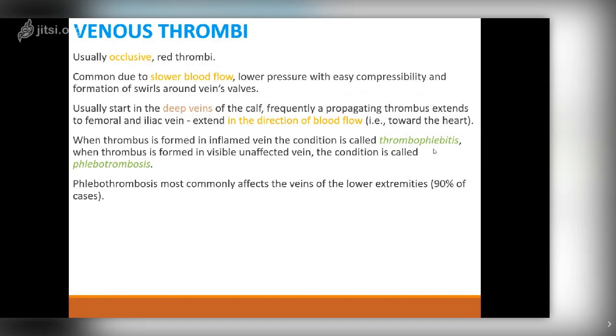If there is inflammation of the thrombus that is fixed to the vein, this condition we will name thrombophlebitis. If thrombus is formed in unaffected vein, this condition is called phlebothrombosis. To tell you the truth, due to superimposing of inflammation, of course, thrombophlebitis has brighter clinical picture as compared to phlebothrombosis. Predominantly, I should say, veins of lower extremities are affected.